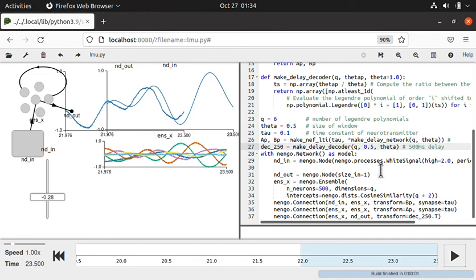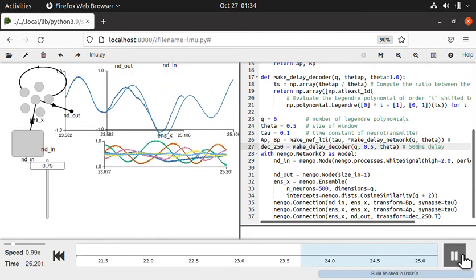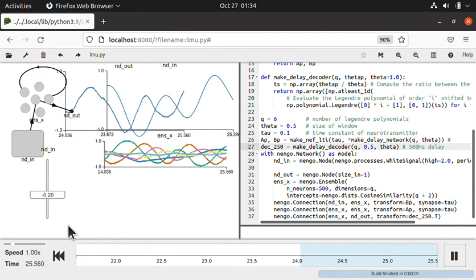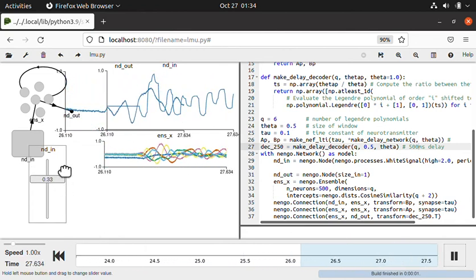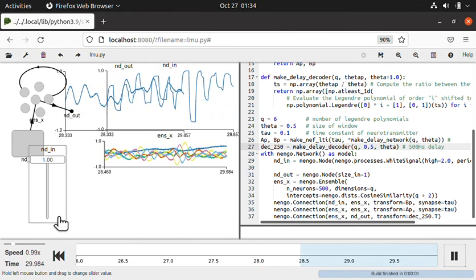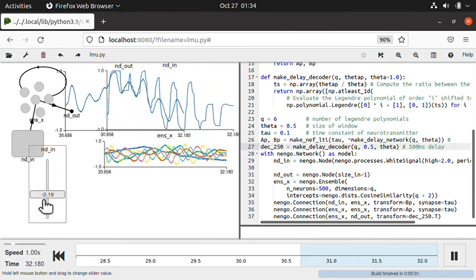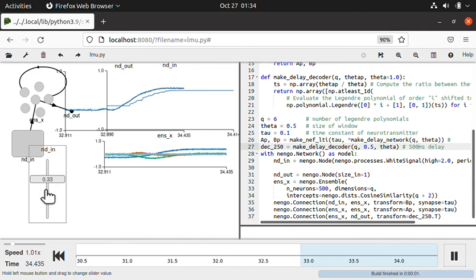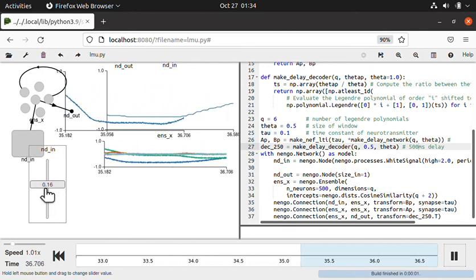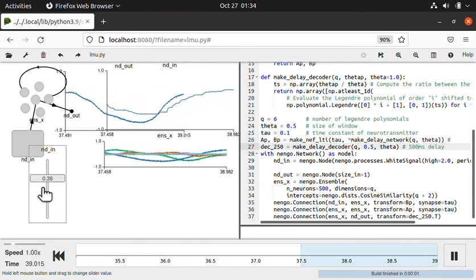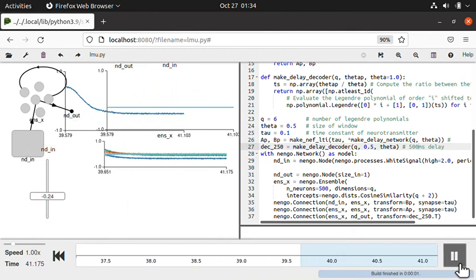Importantly, it's not just remembering what was 500 milliseconds ago, it's also remembering what was 250 milliseconds ago, and 499 milliseconds ago, and 498 milliseconds ago, and so on. Yes, there is something like a bandwidth problem: if you start changing this input way too quickly, it's not going to do a good job of exactly recovering that. But if we're changing slowly, it'll do a perfectly good job of recovering that information.